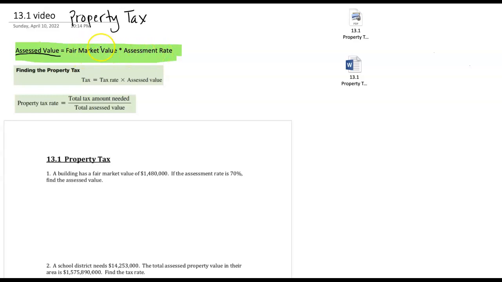The fair market value can be defined as what it would actually sell for in the fair market. So what you would see its price tag on if you were looking at Zillow or a realtor was telling you the house is selling for this price. The assessed value is that fair market value times the assessment rate. This is an amount that is used in an assessor's office.